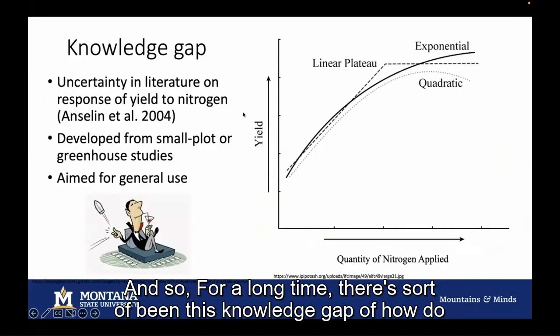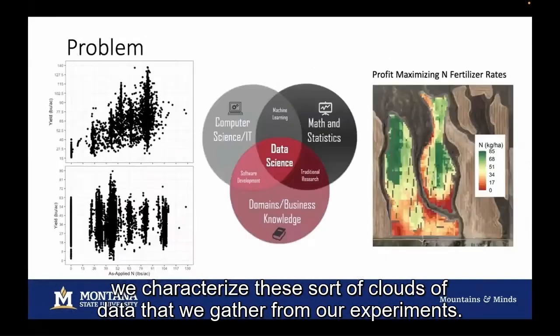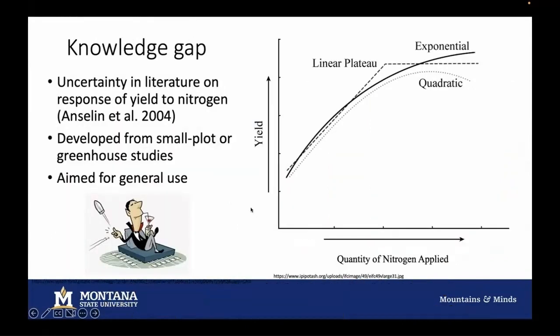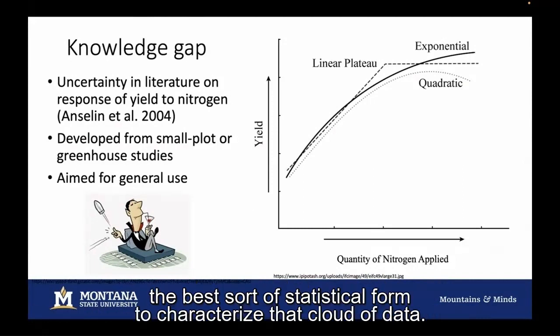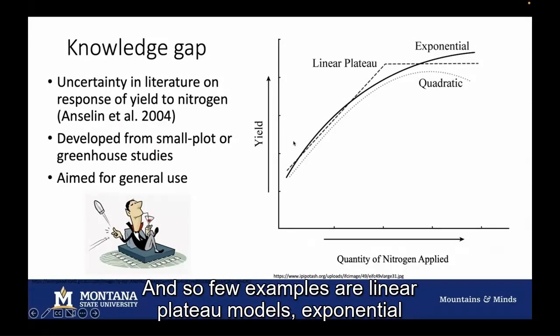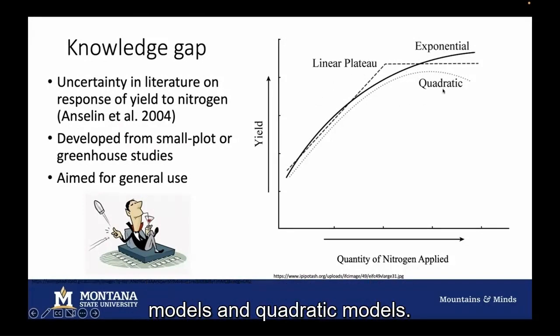For a long time, there's been a knowledge gap of how do we characterize these clouds of data that we gather from our experiments. And there's a lot of uncertainty in the literature of what is the best statistical form to characterize that cloud of data. A few examples are linear plateau models, exponential models, and quadratic models.